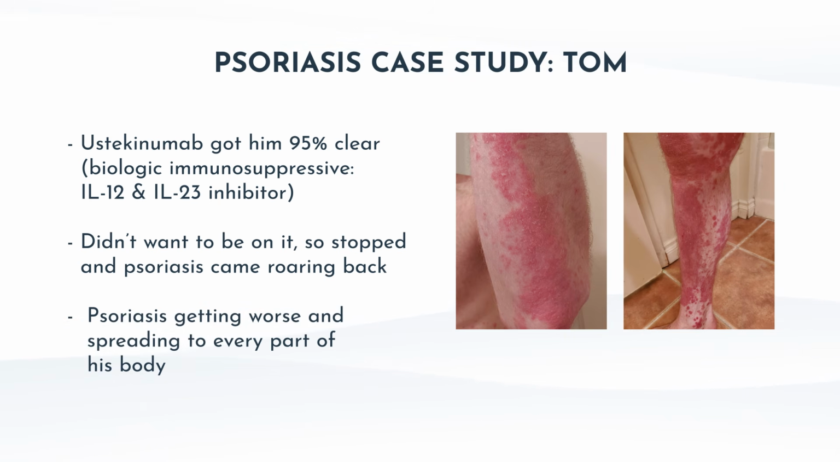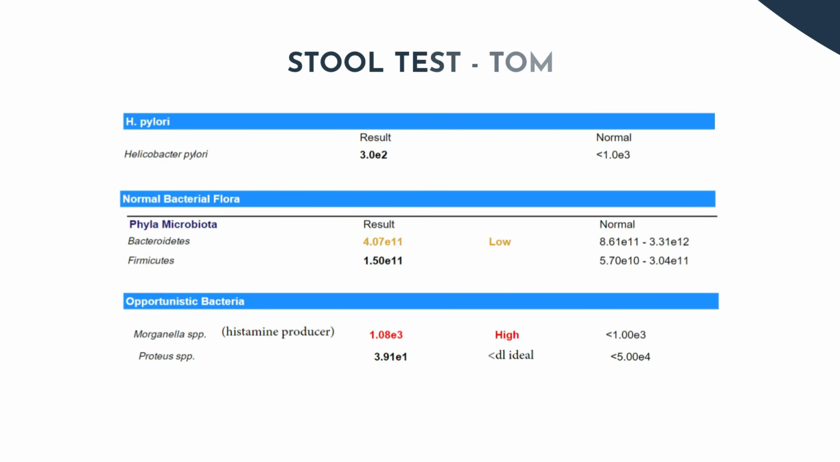So this is a biologic immunosuppressive. We talked about it's an IL-12 and IL-23 inhibitor. But he didn't want to be on it anymore, so he discontinued, and the psoriasis came roaring back. It was getting worse and spreading to every part of his body. So I'm going to run that GI map stool test and an OAT on him.